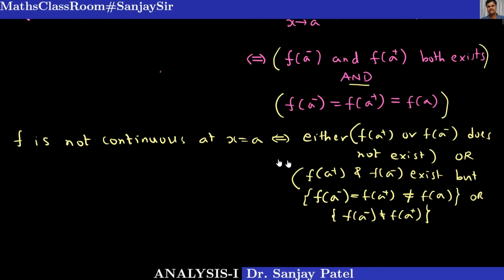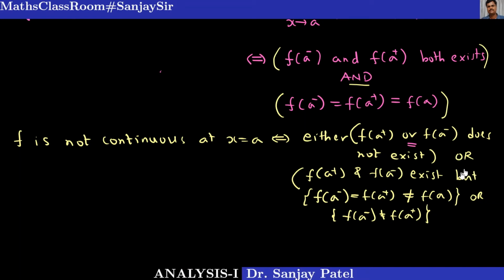See, one clear negation of this, f of a plus and f of a minus both exist, means either this does not exist or this does not exist or both do not exist. So either this or this. This "or" is our inclusive or, so let me highlight that. Either f of a plus or f of a minus or both does not exist, then the function will be discontinuous.